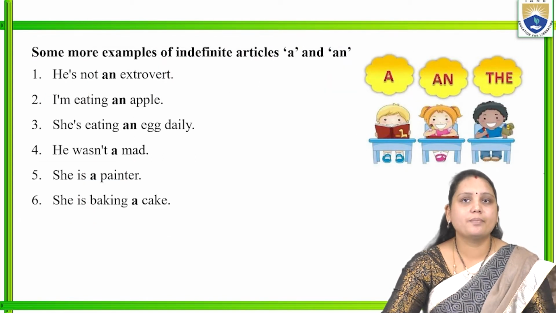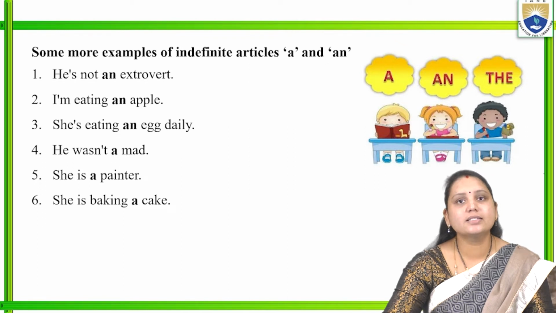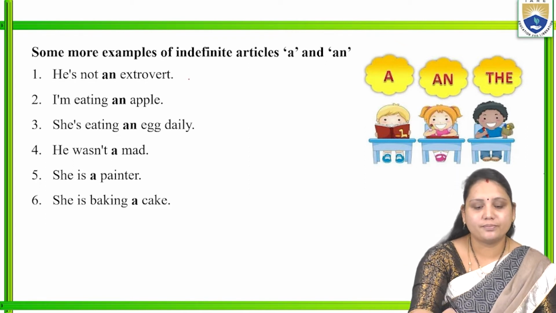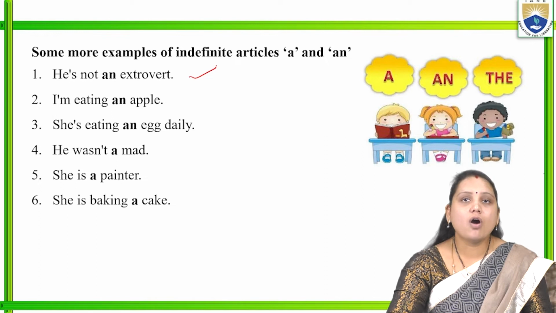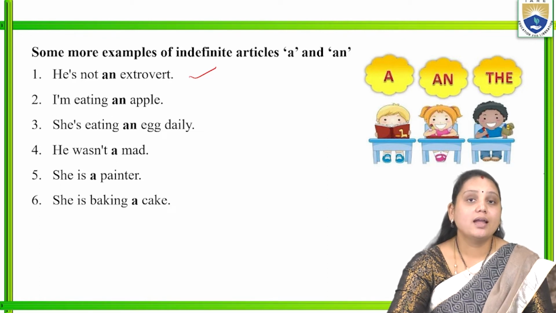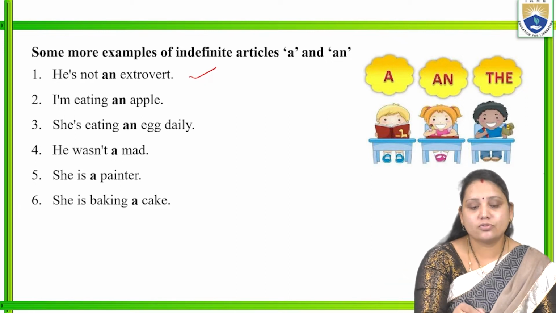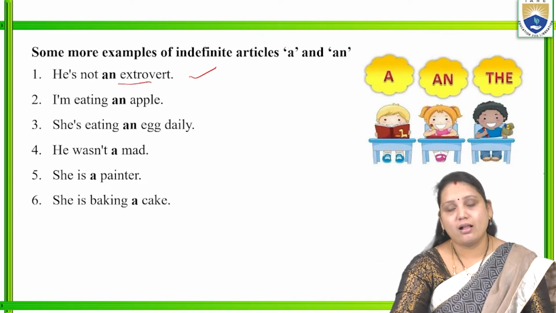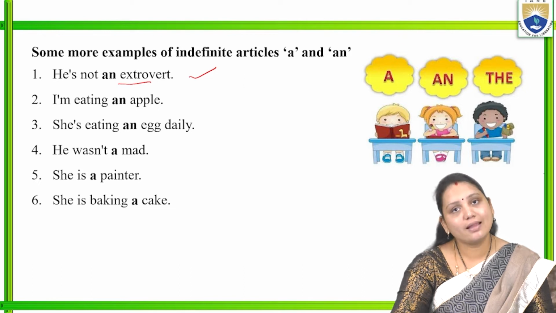Next, some more examples of indefinite articles a and an. Now, first one. He is not an extrovert. Extrovert. Okay. It starts with a vowel sound, so we are using an.